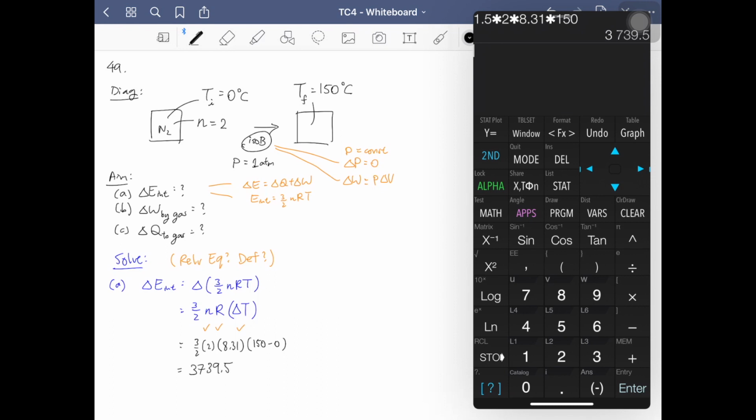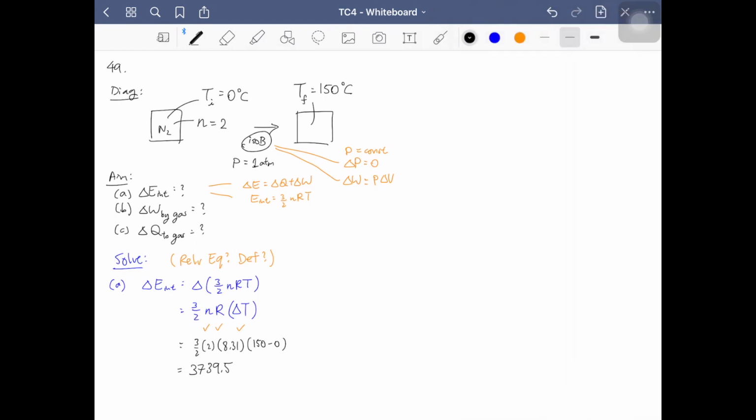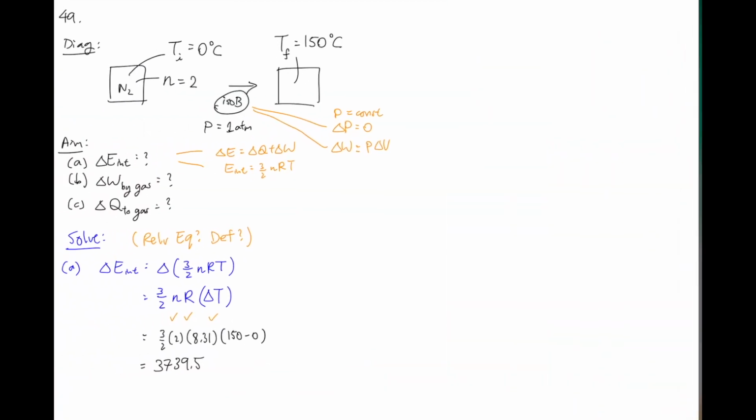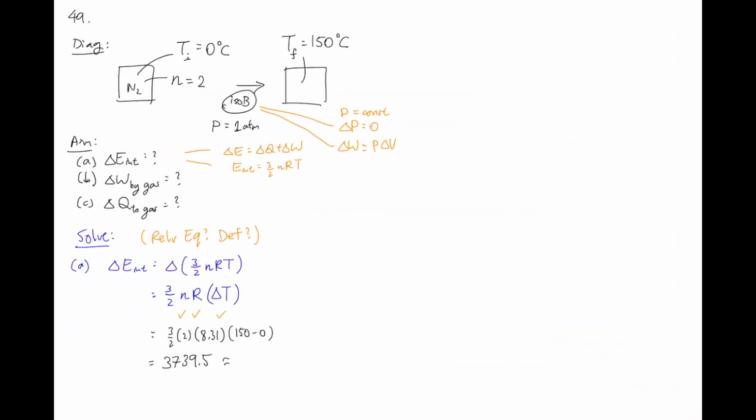3,739.5, which we want to round to a decent number of significant figures, which should be around 2 significant figures from the numbers that are given in the problem. We can double check if we want. If I just double check, I see that actually everything seems to be given in 3 significant figures. So let's go with that. So 3 significant figures, which means it's 3,740. And all that's left to do is to put in the SI base units for energy, which is joules, and we're done. So that's part A.